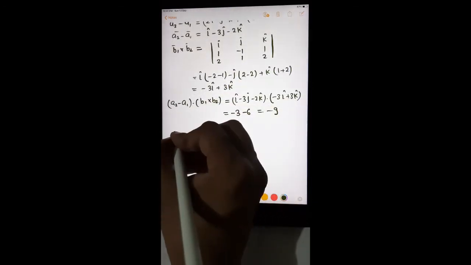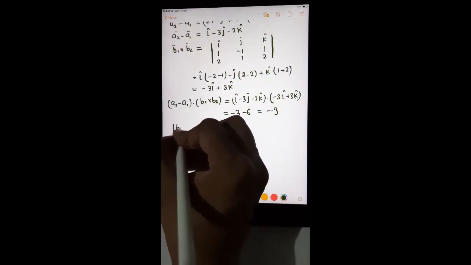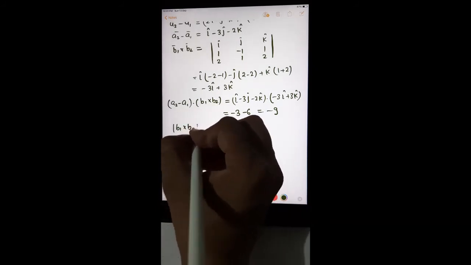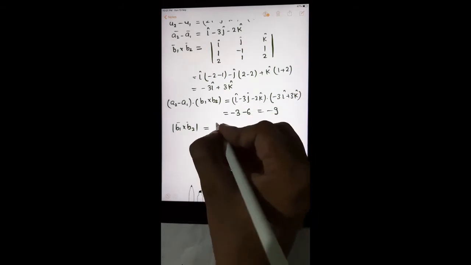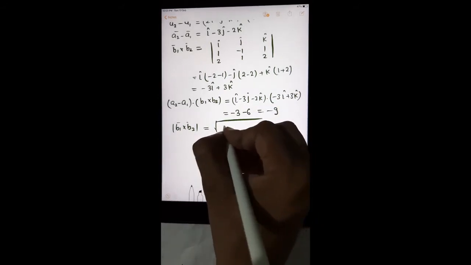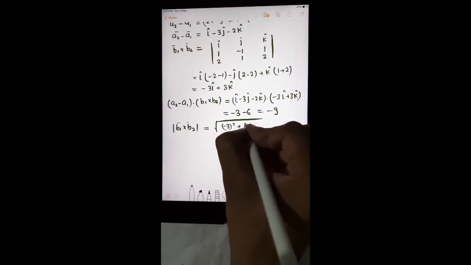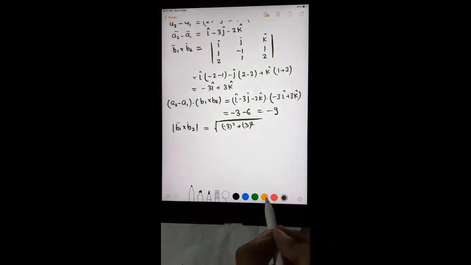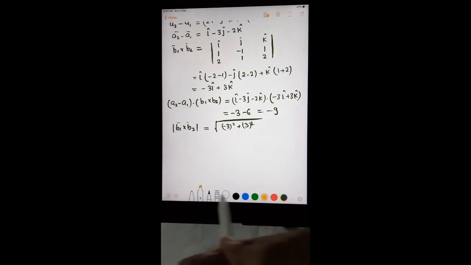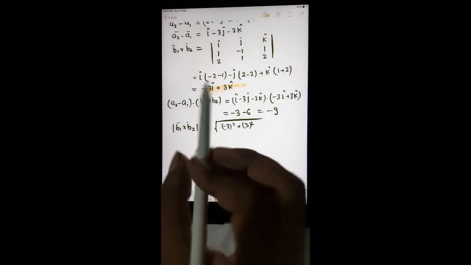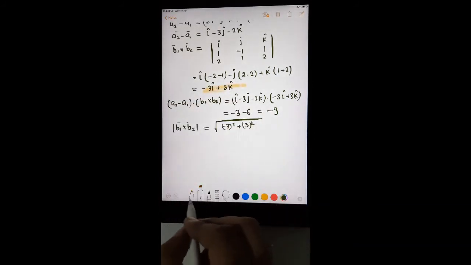Now the magnitude of B1 cross B2, which is required in the denominator. The magnitude of B1 cross B2 will be square root of minus 3 square plus 3 square.